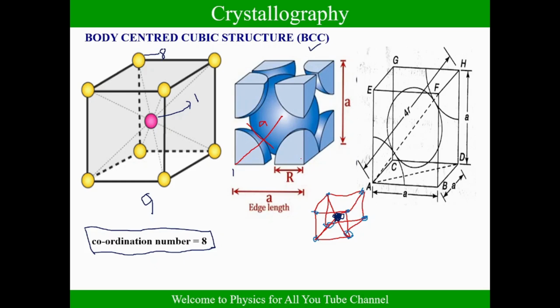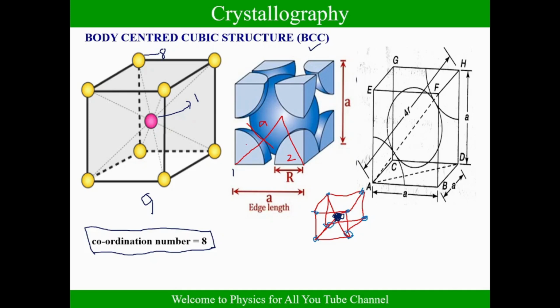Similarly you can consider another corner atom, the second corner atom, to the center of the body atom. If you measure the distance, this atom is also nearer and equidistant. Therefore the second atom is nearer and equidistant to the central atom. Like this you can check all the remaining corner atoms. All other corner atoms are nearer and equidistant to this body atom.